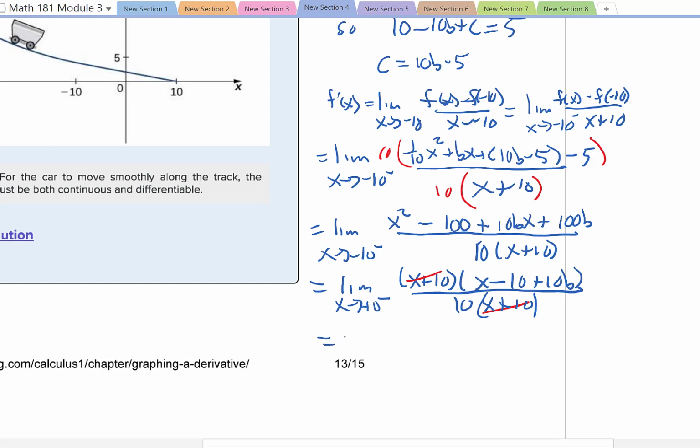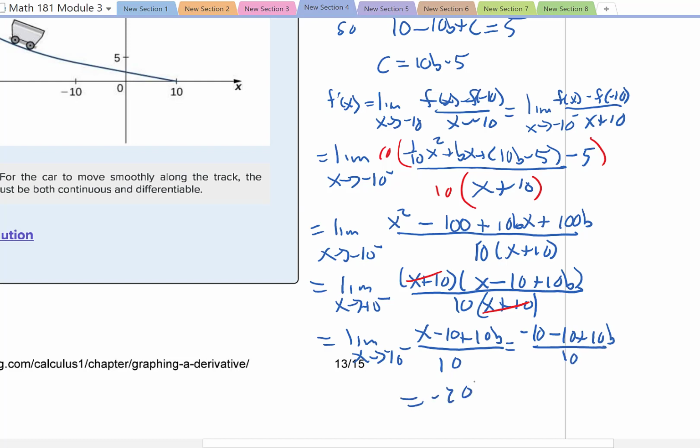This gives us the limit as x approaches negative 10 from the left of (x minus 10 plus 10b) over 10. Now we can apply the limit to be negative 10 minus 10 plus 10b over 10, which is negative 20 plus 10b over 10, which gives us negative 2 plus b, or b minus 2.